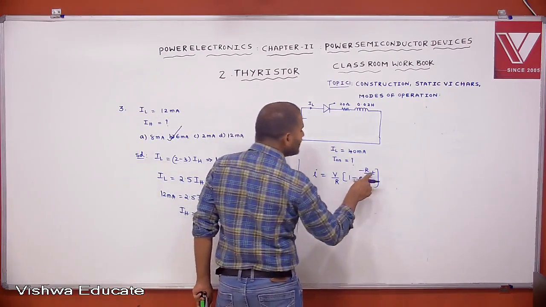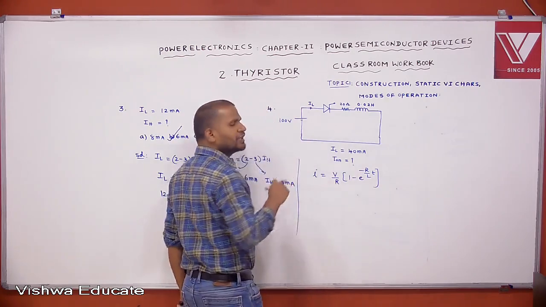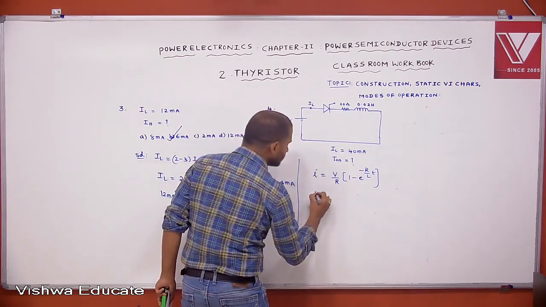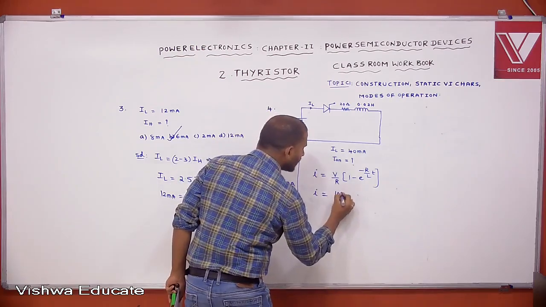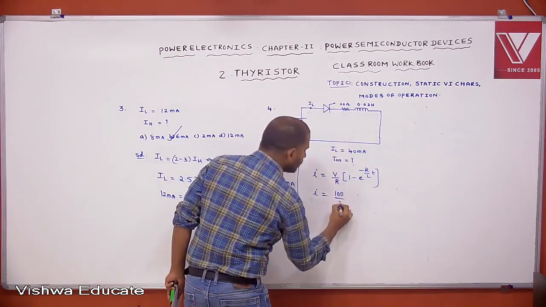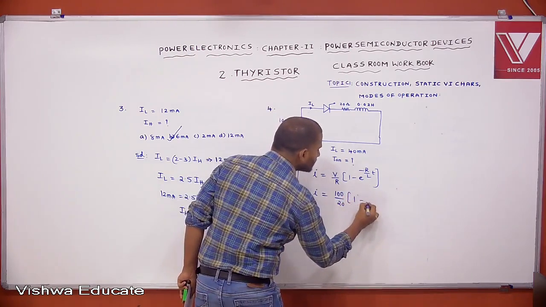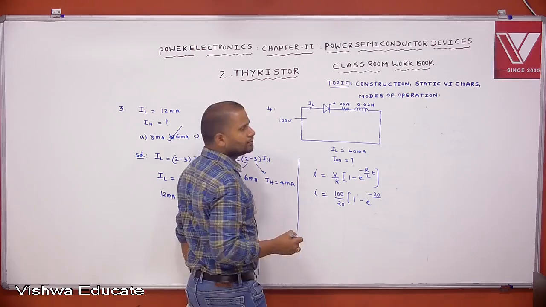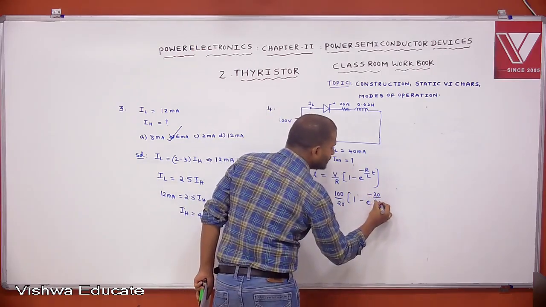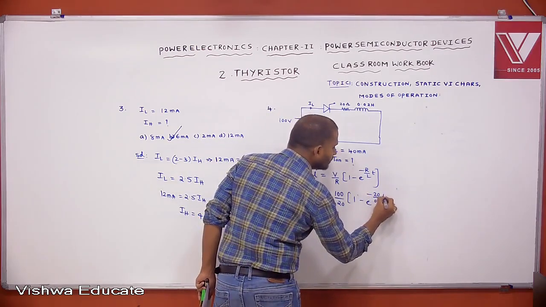Then you find this time corresponding to which current? Latching current. I equal to, what is V? 100. What is R? 20 ohms. 1 minus e power minus 20 by, what is L? 0.02 T.